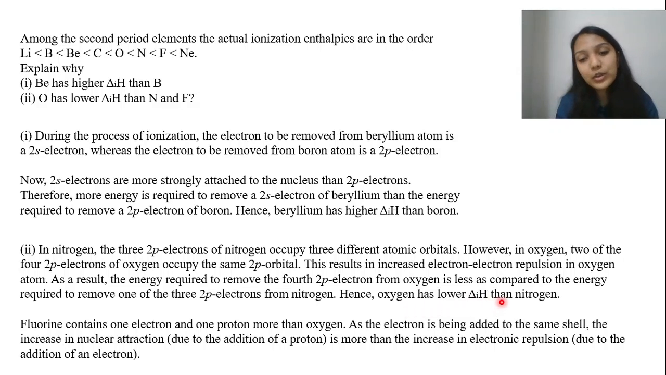Hence, oxygen has lower ionization enthalpy than nitrogen. Fluorine contains one electron and one proton more than oxygen. As the electron is added in 2p, the 2p orbitals will have 2 electrons each. The increase in nuclear attraction, because there is an addition of a proton as well, is more than the increase in electronic repulsion due to the addition of the electron, and hence it will have more ionization enthalpy than nitrogen or oxygen.